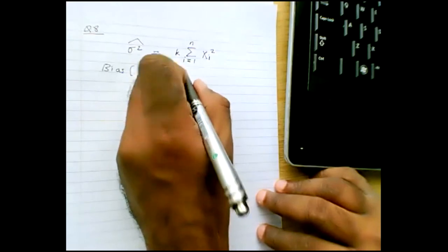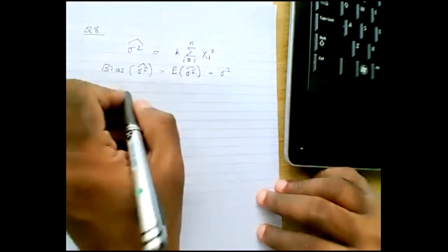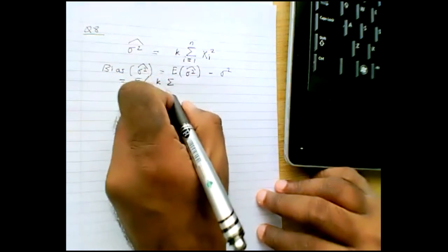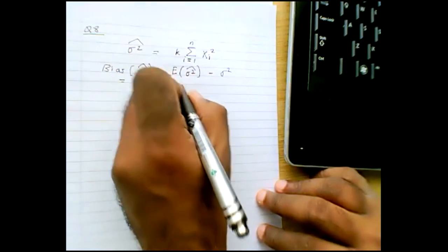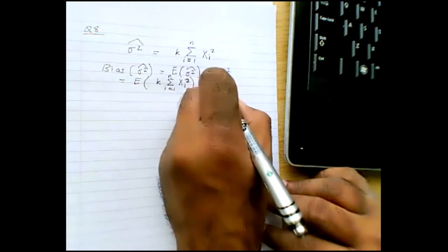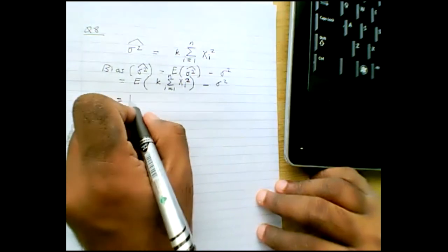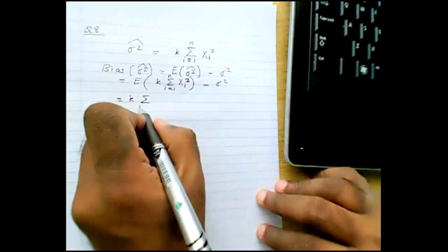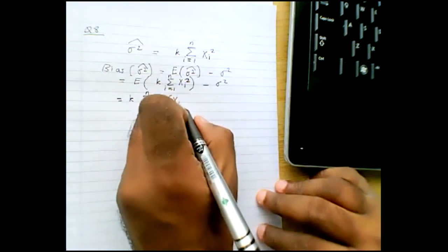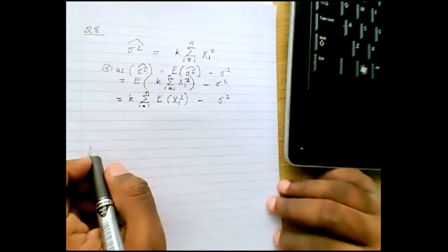Remember, the bias is this, right? And this is the expectation of this, yeah. Taking the expectation inside, it becomes k times the sum of expectation of xi squared minus sigma squared. You with me so far?